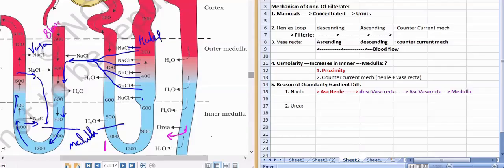Vasa recta will contain blood. It is filtrate entering into the thin segment. This is the thin segment, not the thick one. It's entering into this ascending limb of the Henle's, then it's going back like this. It's coming back like this. So this is another cycle, a urea movement cycle. So the same thing you explain here. Hope you understood.